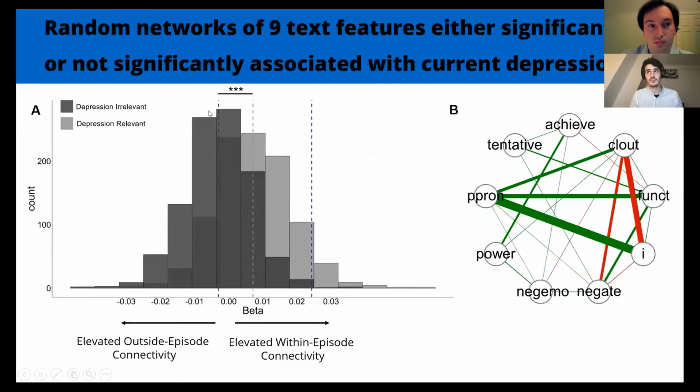So here in this graph, in the dark gray, we have depression irrelevant networks. So networks constructed from text features not associated with current depression. And in light gray, a depression relevant network. So networks constructed from text features associated with current depression severity. And what we found is that there's a significant increase in within episode connectivity for networks constructed from depression relevant features. And in this dashed blue line, what we can see is that this is our network, and it is among the best performing networks.